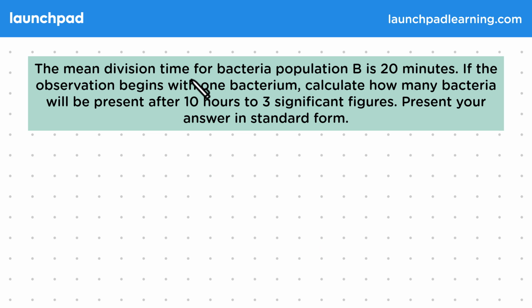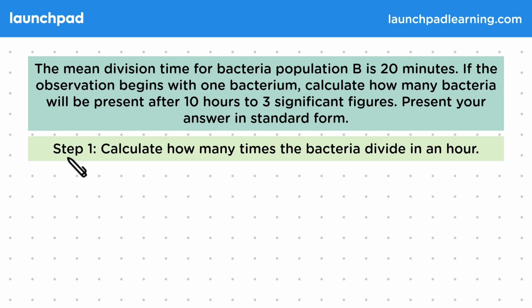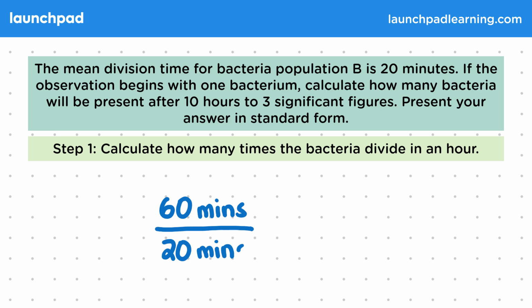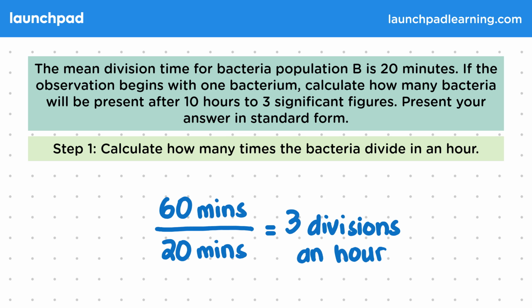The mean division time for bacteria population B is 20 minutes. If the observation begins with 1 bacterium, calculate how many bacteria will be present after 10 hours to 3 significant figures. Present your answer in standard form. So, step 1, calculate how many times the bacteria divide in an hour. So 1 hour is 60 minutes, and we know that the mean division time is 20 minutes. So a simple 60 minutes divided by 20 minutes gives us 3 divisions an hour.